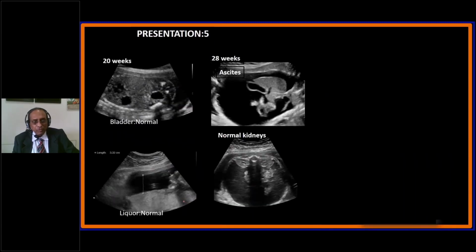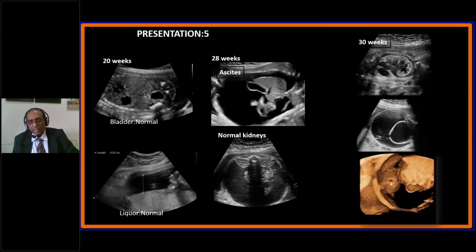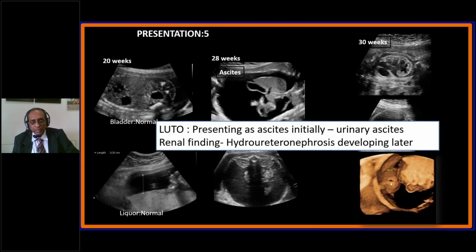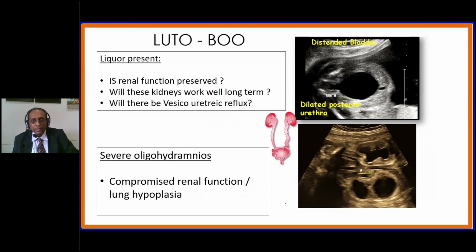The next presentation, of course, is where the bladder is normal. At 20 weeks, liquor is normal, but at 28 weeks, the patient presents with still normal kidneys, but massive ascites. And then when you look at the bladder, you can see a small rent in the dome of the bladder, through which the fluid has gone out and urinary ascites is presenting. So presenting as ascites initially, and later on hydronephrosis can develop, which is also an unusual finding.